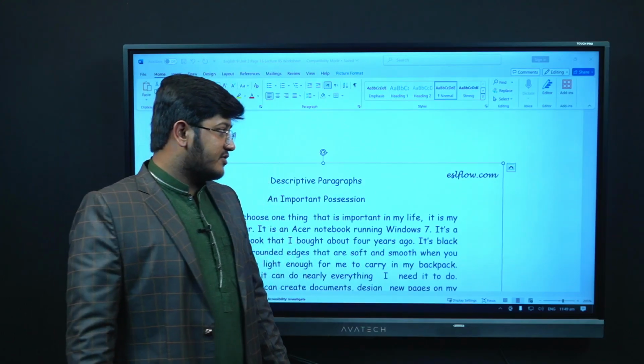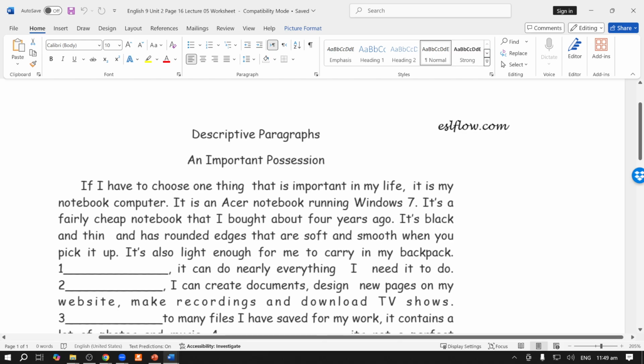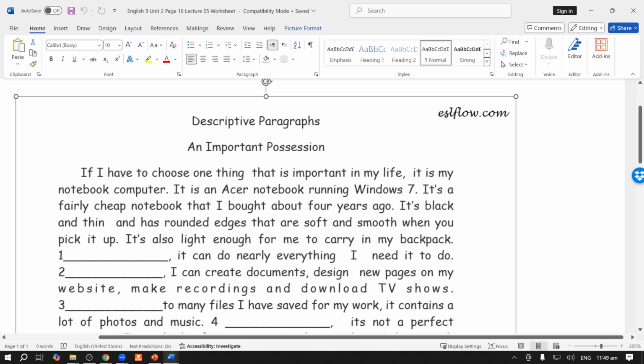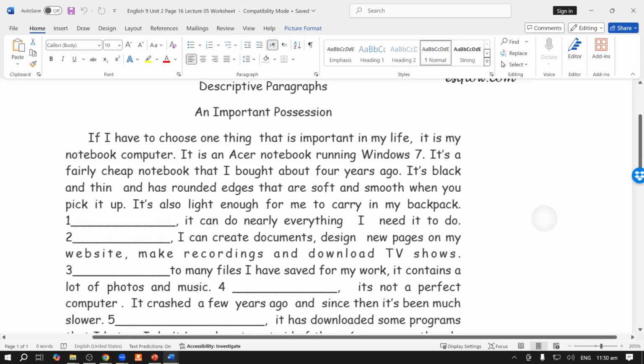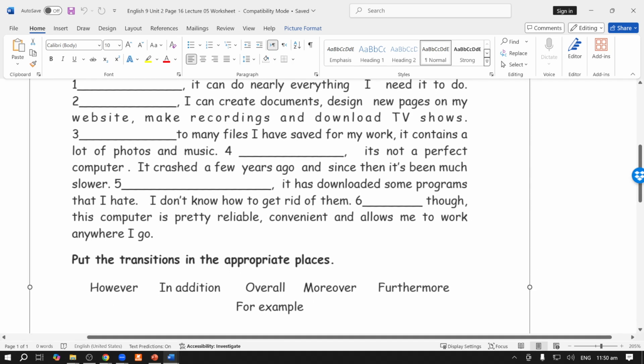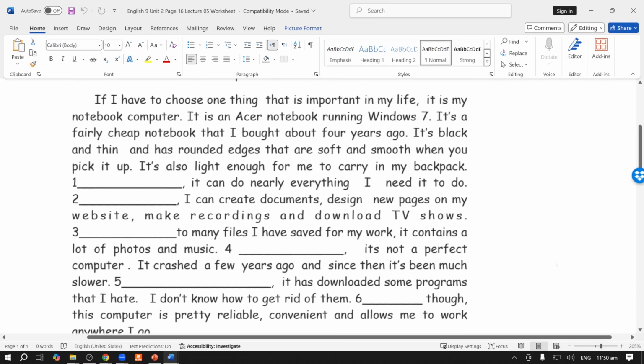So let's go to our worksheet. We have to attempt worksheets regarding reading, because we are not supposed to write a descriptive paragraph or essay. That SLO was the SLO of reading, and we just have to read the descriptive text and identify whether it is descriptive or not. So here is a descriptive paragraph, and what you all have to do is read this descriptive paragraph and insert these transition words into the blanks where these transitions are needed.